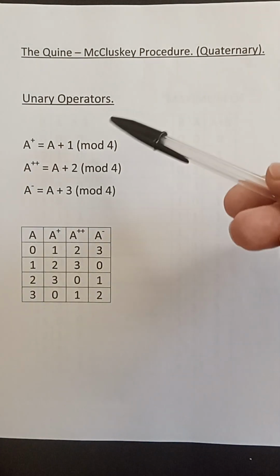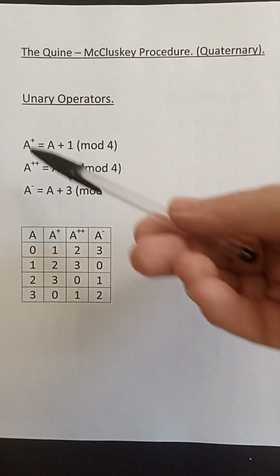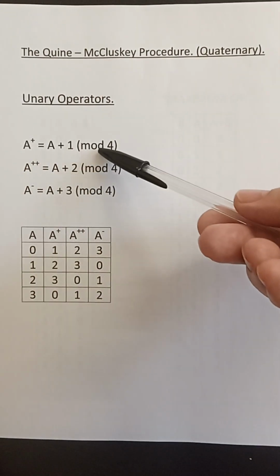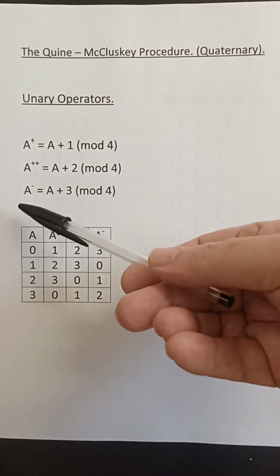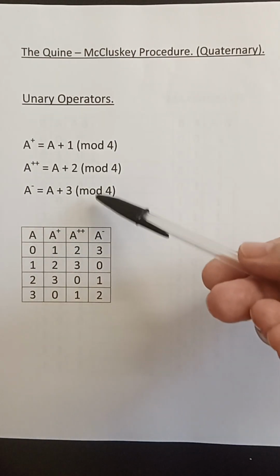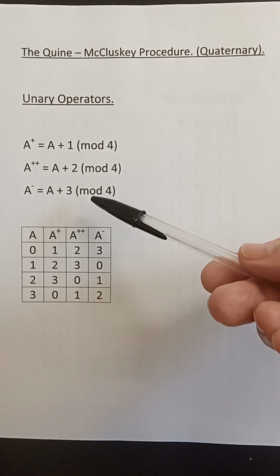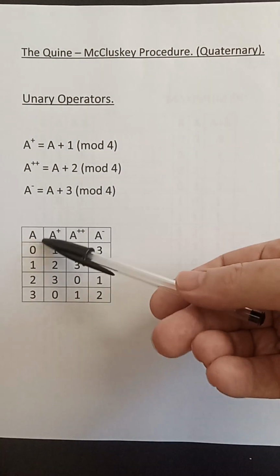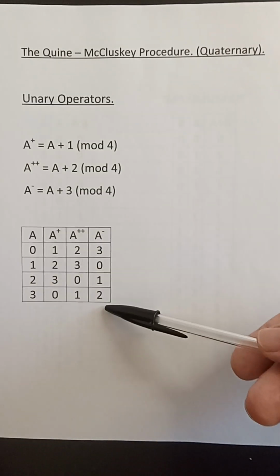First we have the unary operators of the algebra. Now a plus is a plus 1 modulo 4, a plus plus is a plus 2 modulo 4, and a minus is a plus 3 modulo 4. Minus 1 is the same as plus 3 modulo 4. So this is a plus, a plus plus, and a minus.